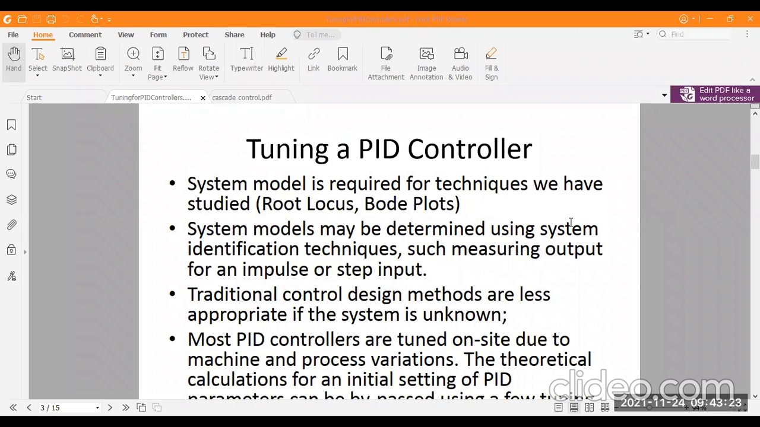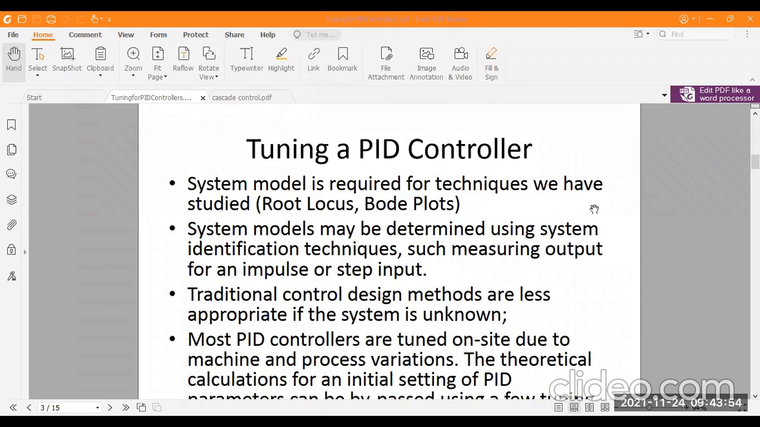Number three, the pole placement method, PP. And number four, internal model control, IMC. So these four types of controller tuning are used in different process control industries. But in our syllabus, we only have to discuss the Ziegler-Nichols tuning method. Your syllabus only covers the Ziegler-Nichols tuning controller method.